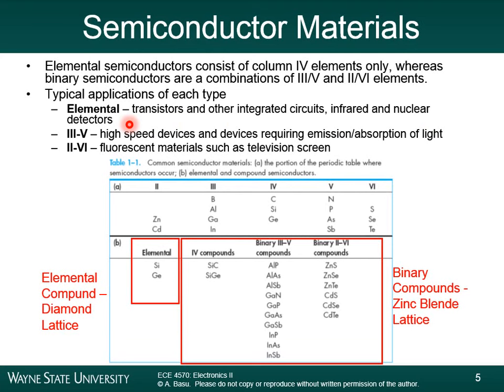Another type of semiconductor material is what's called the 3-5 material. These are used in high-speed devices and devices requiring the emission and absorption of light. Elemental semiconductors like silicon are often what's called indirect bandgap semiconductors. By contrast, some of the 3-5 semiconductors are called direct bandgap semiconductors. So direct bandgap semiconductors can actually emit light.